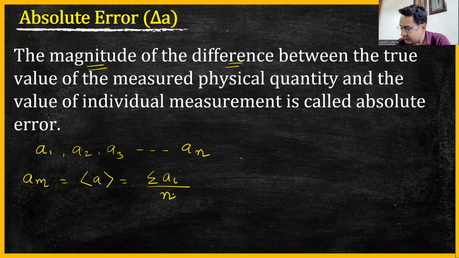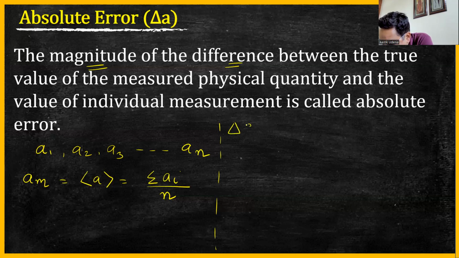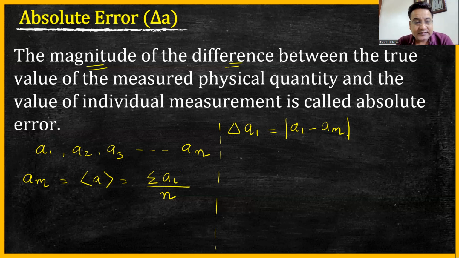Now, I have made n number of observations, so I will have n number of absolute errors. The absolute error in the first measurement, I will call delta A1. What will it be? I will write it as the modulus of A1 minus A mean, so that I understand the error is positive or negative. Positive or negative only tells me whether I am getting less or more value. Do we understand this? Yes, sir.